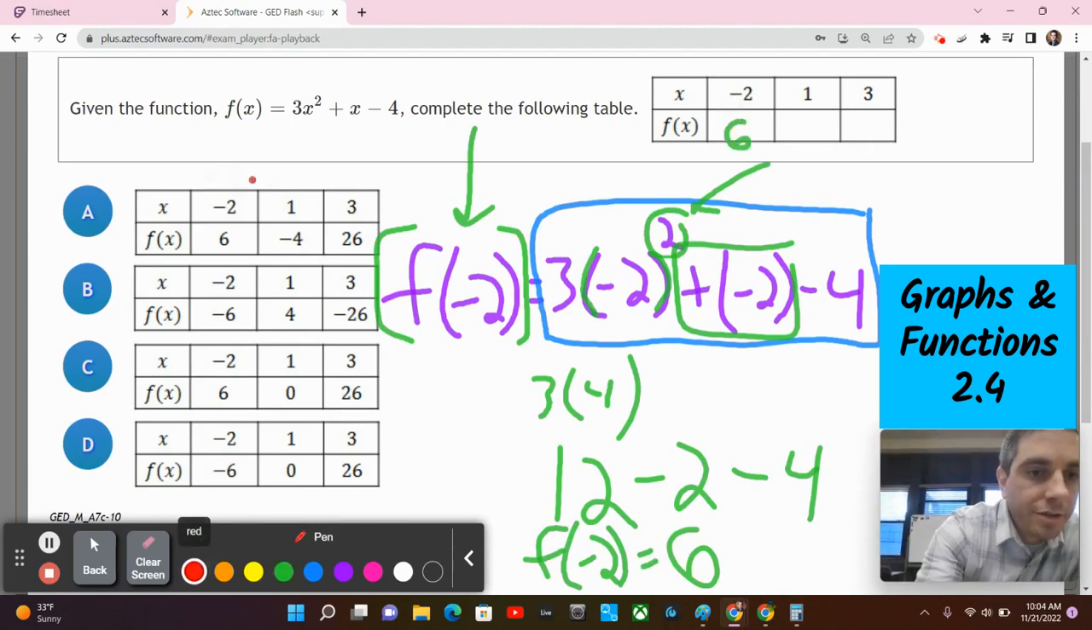Using that information, we can rule out a couple answers here. We know it's not B or D.